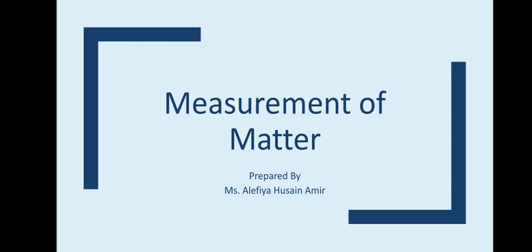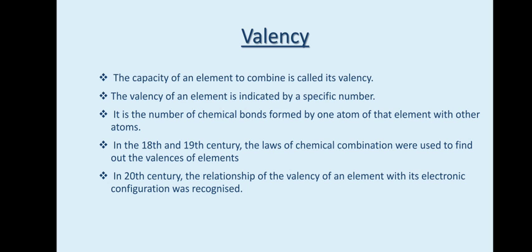In today's video, we are going to continue the last topic of measurement of matter, that is valency. So, what do we understand by valency? It's the capacity of an element to combine. Now, valency is indicated by a specific number. It can be 1, 2, 3, or 4. It is the number of chemical bonds formed by one atom of that element with other atoms.